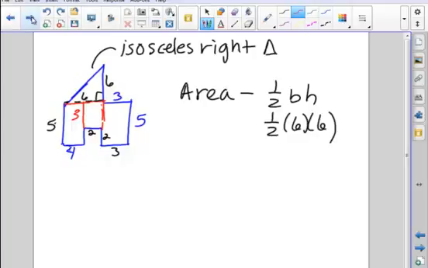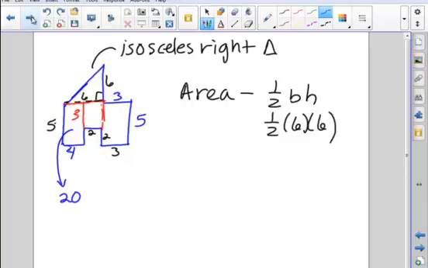If you're told information, always draw a picture, because a picture's worth 1,000 words. It makes it so much clearer to you on what to do. Okay, so now it's just a matter of getting the areas and adding them together. So the area of this is gonna be what? It's gonna be 20.